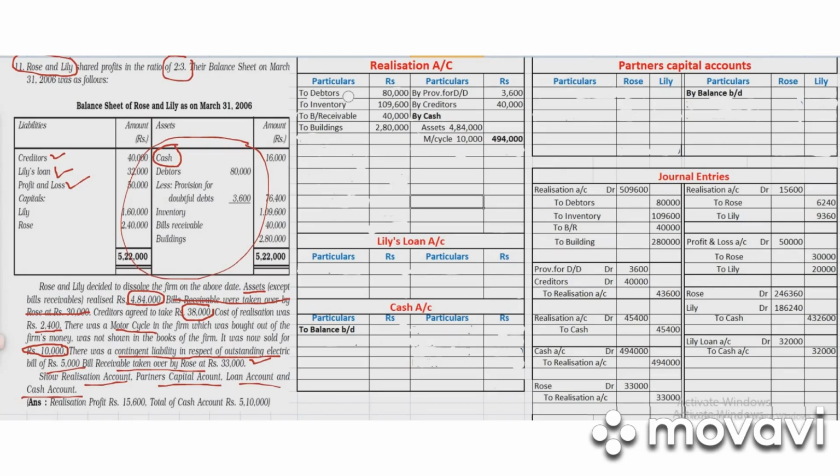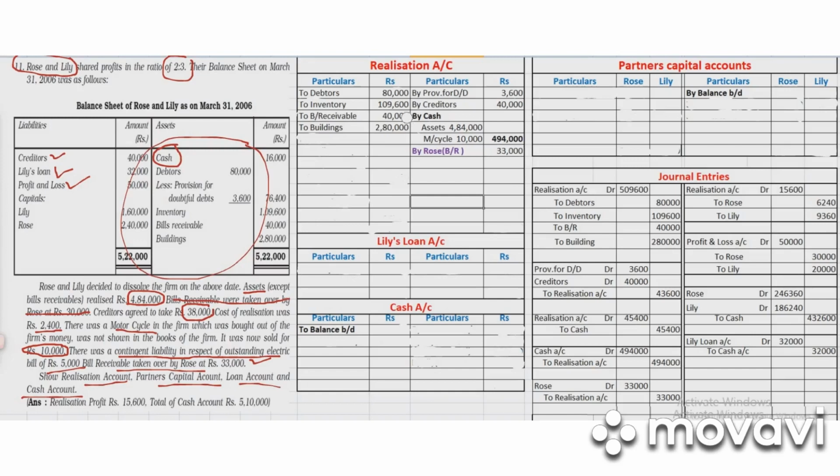In this way, you can see all the assets are cleared. Debtors, inventory, buildings, all the three cleared. It has come under assets. Then the motorcycle is given here, 10,000. Now where is this bills receivable? Bills receivable has not come. Remember, all the assets should have the corresponding opposite entry here. So where is the bills receivable? Bills receivable 40,000. It is taken by whom? By Ross. You can see it here, 33,000. So we put it here: by Ross, bills receivable taken. Now the amount also you put here, 33,000.